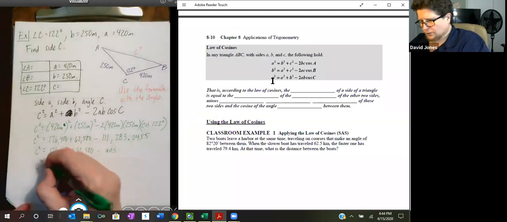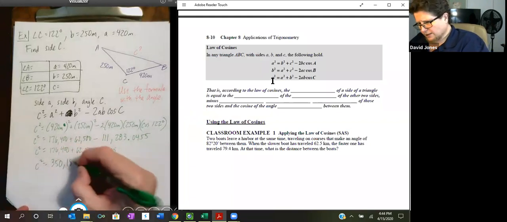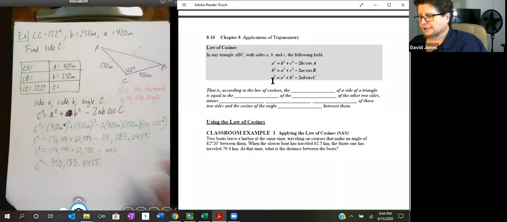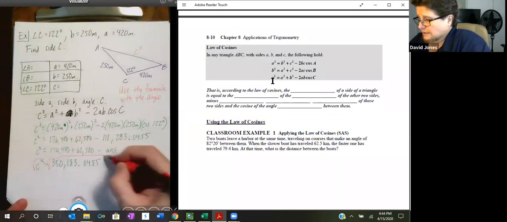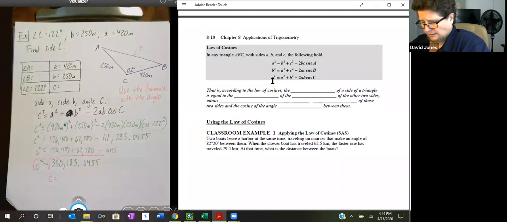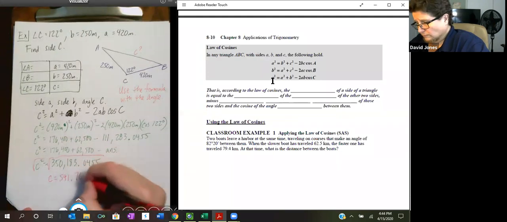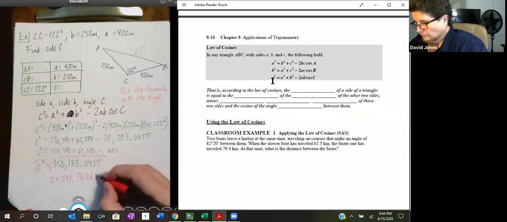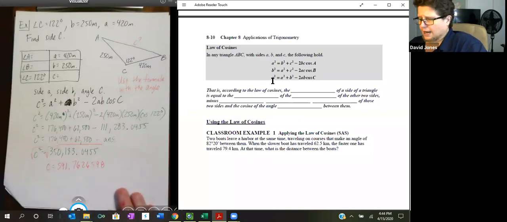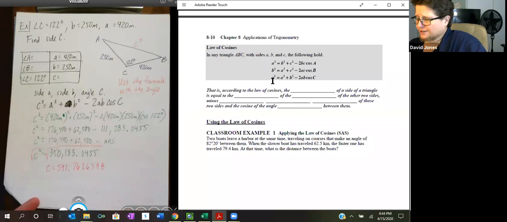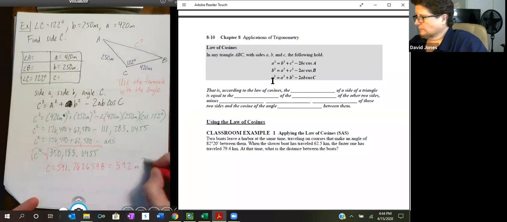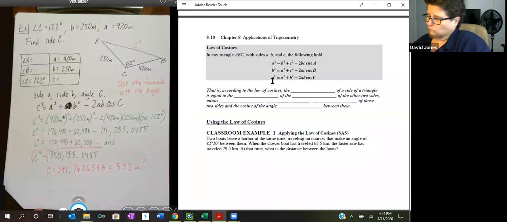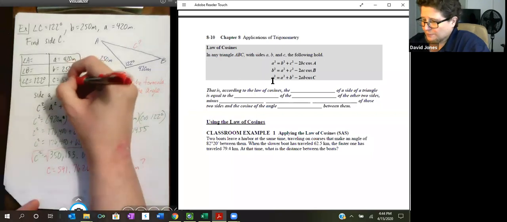C squared equals 350,183.0455. We'll take the square root. And I don't think I should have it any more precise than the other sides of the triangle. So what do you think, 592 meters? Yeah, let's go 592 meters.